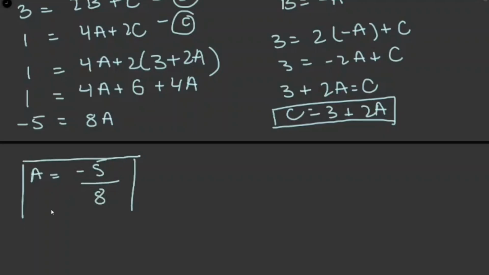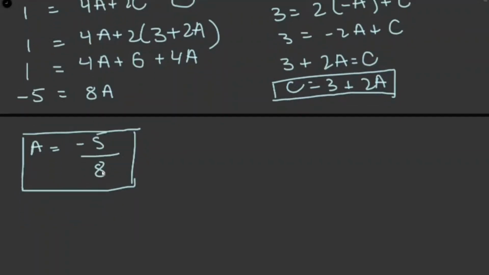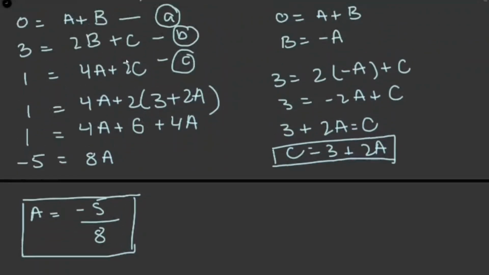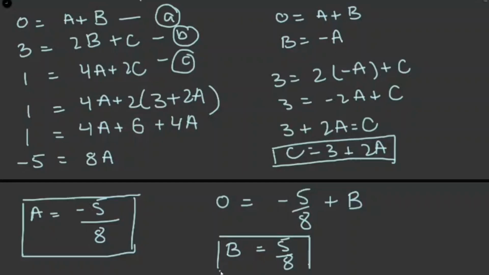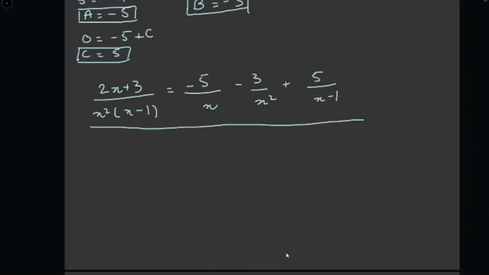So we have the value of our first variable. Now we can plug this in any of the equations. So we will plug it in this one because it's the easiest. Just replace a with minus 5 over 8 plus b, and now we can just get the value of our b. It would be 5 over 8.